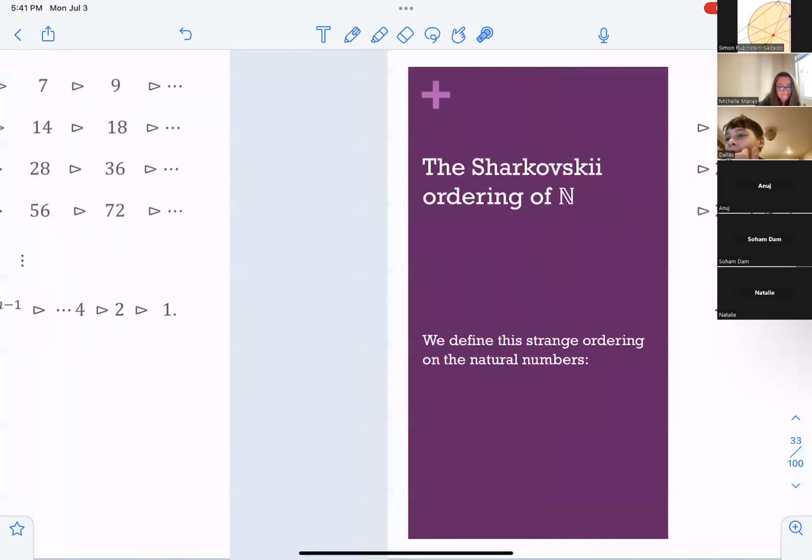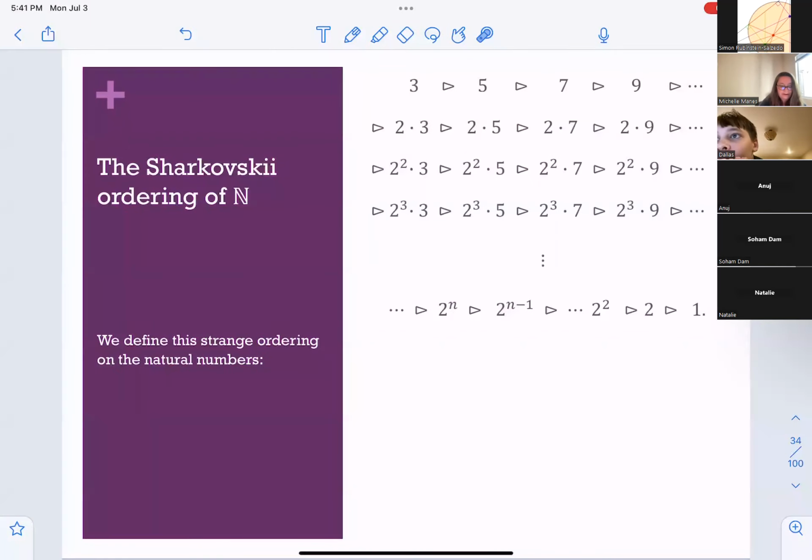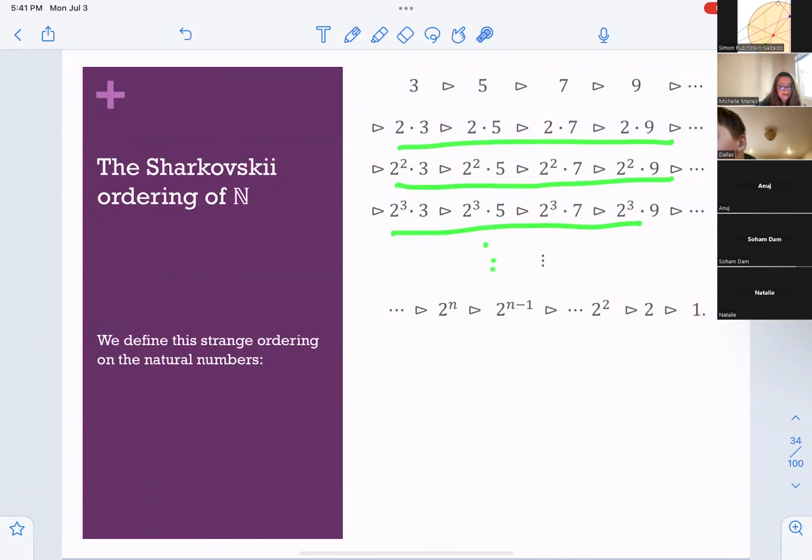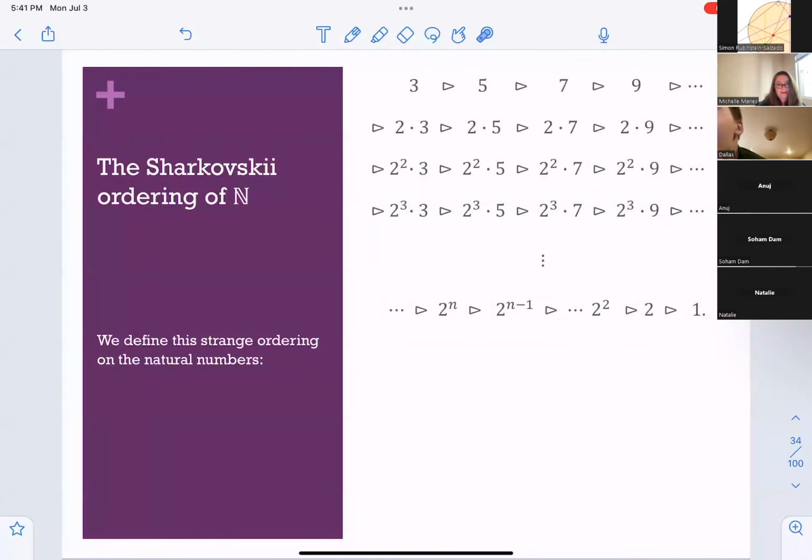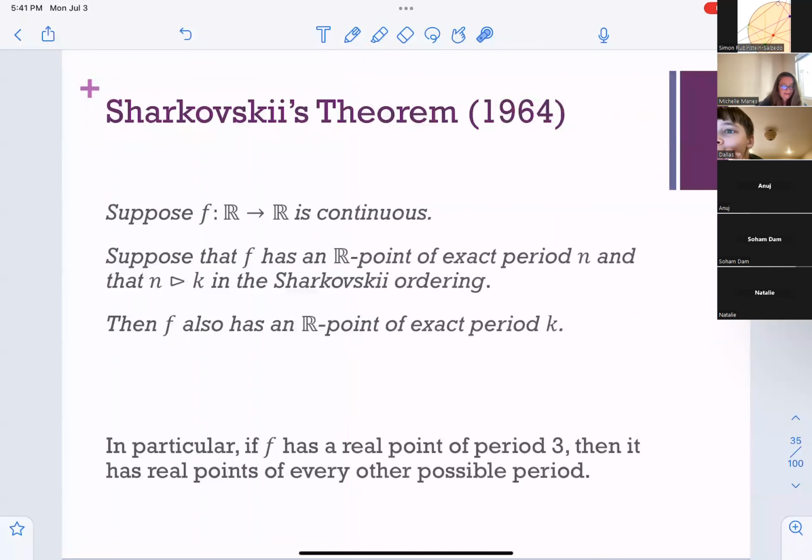Okay, so here's the kind of factored form of that ordering. So all the odd numbers on top, 3 is the biggest, and then 2 times an odd number, 4 times an odd number, 8 times an odd number, et cetera. And finally, powers of 2 decreasing. Okay, so I have this very strange ordering on the natural numbers. And here's my theorem. Okay, so I have a continuous function.